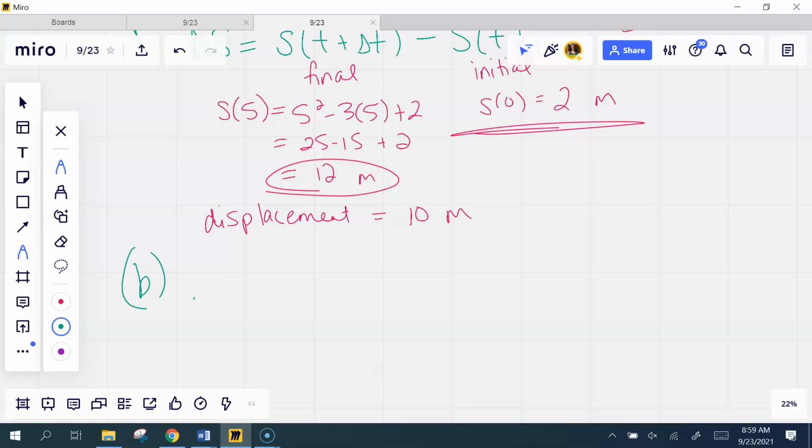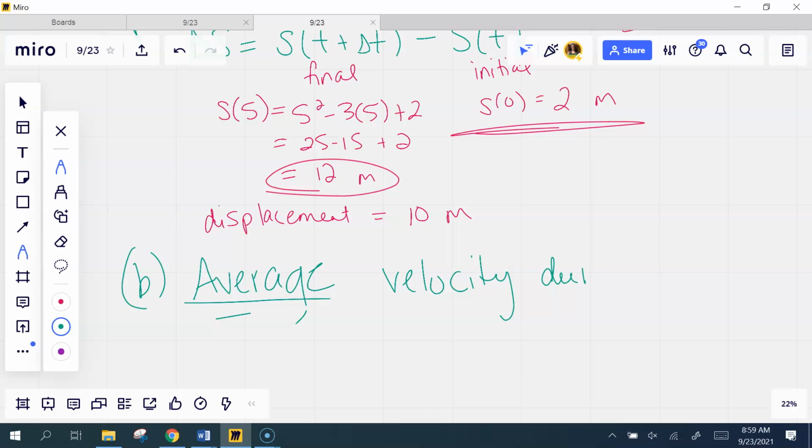Part B says, find the average velocity during the first 5 seconds. I'm emphasizing that word because that's A, right? What unit is velocity in?